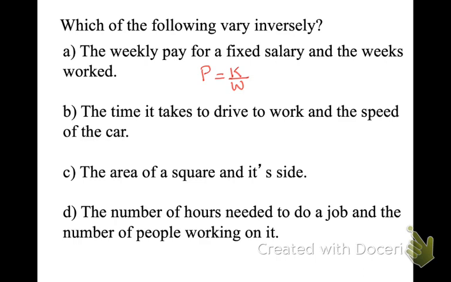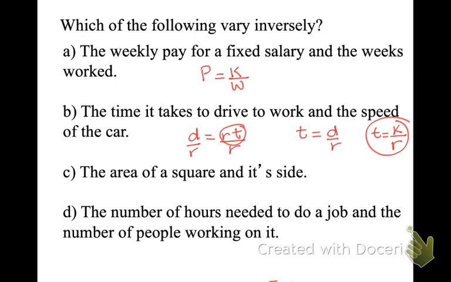All right, let's look at the next one. Does the time to drive to work and the speed of the car vary inversely? Absolutely. Let's try and draw it. Remember, our equation is distance equals rate times time. So what they want us to do is just relate these two. So divide by r: time is equal to distance over r. So our constant is distance and our rate. Go here, yes, that works.